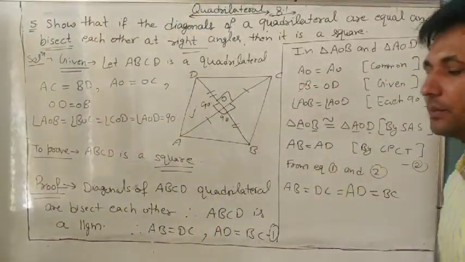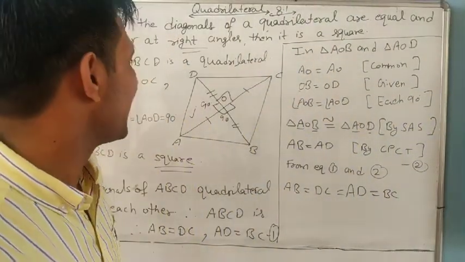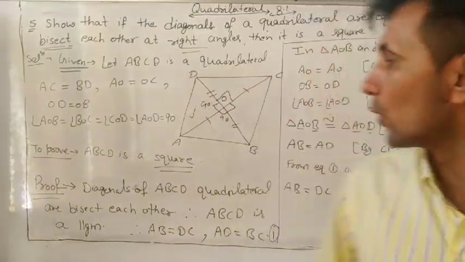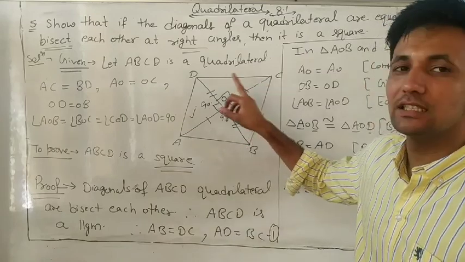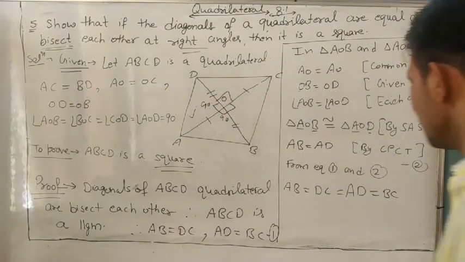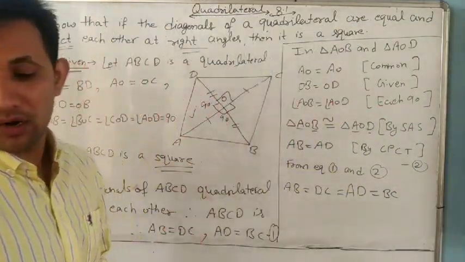But what is the difference between a square and a rhombus? In a square, each angle is 90. But in a rhombus, we don't know how much the angle is. Okay, so we will prove that now. Angle A is 90, B is 90, angle C is 90, and angle D is 90. Understand or not? And this type of question we already finished.